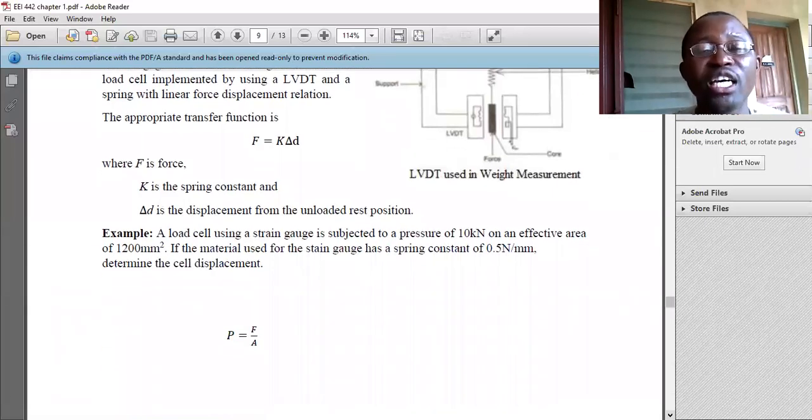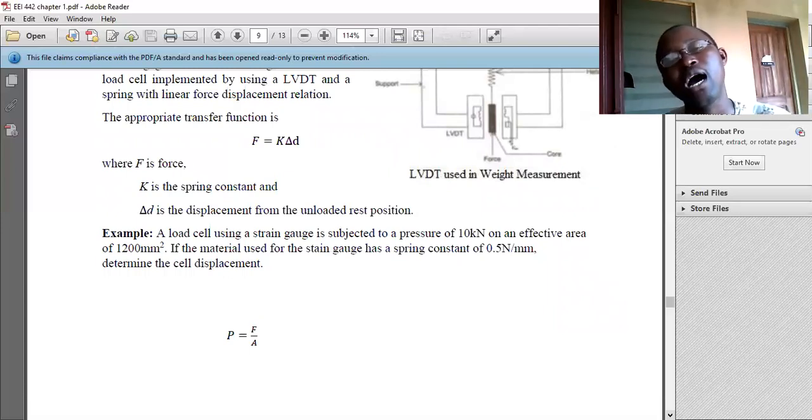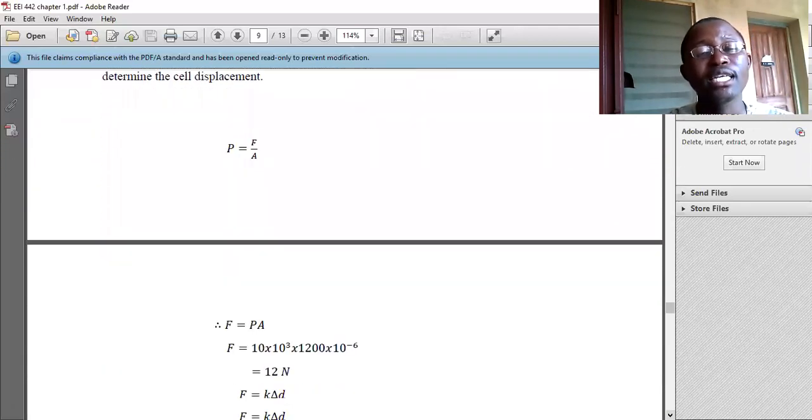A load cell using a strain gauge is subjected to a pressure of 10 kilonewton on an effective area of 1,200 millimeters squared. If the material used for the strain gauge has a spring constant of 0.5 Newton per millimeter, determine the cell displacement. Now, what we realize is that the force is related to pressure and area. We already know from our secondary school days that pressure is equal to force divided by area of a body. When you can measure force, then definitely you can measure the pressure exerted by that force on a body. So let's check this.